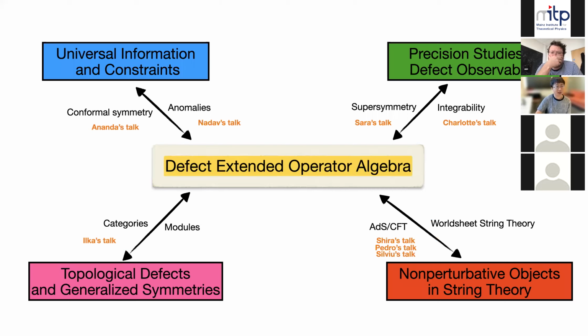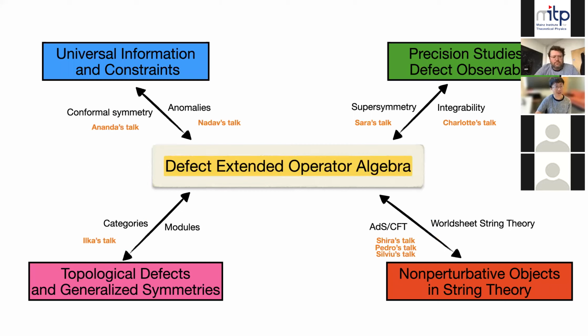The inclusion of defects enriches the set of universal observables that we can consider, in particular anomalies. And in the presence of conformal symmetry, there's the conformal anomaly and also other universal quantities such as the defect free energy, really something that Ananda talked about, which plays a role in the entanglement entropy in the presence of defects. And we'll see that the inclusion of defects enriches such universal quantities.